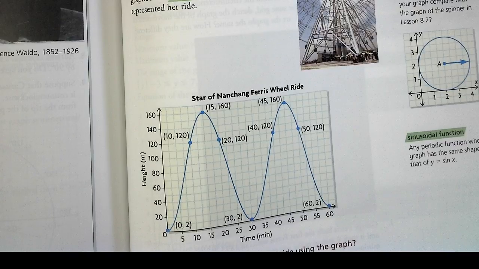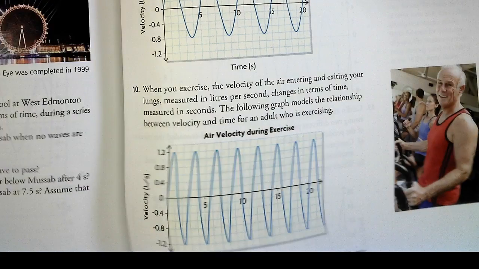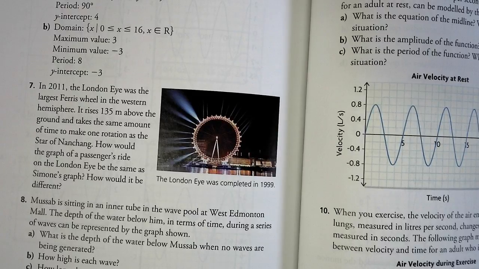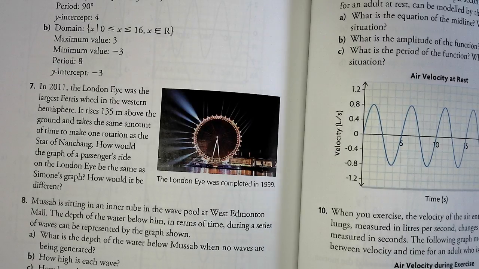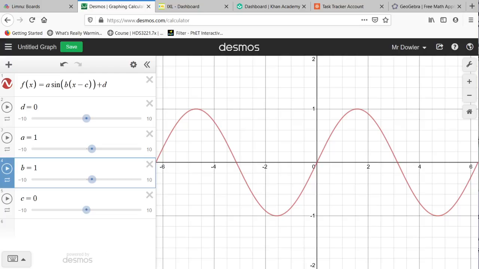So the time to complete one cycle of the Star of Nanchang is 30 meters. Starts from 0 and goes up to 160. So we have a radius of 80 meters and a period of 30. That's the information we need to make our comparisons and complete the problem. So this is a 30-meter period. In 2011, the London Eye was the largest Ferris wheel in the Western Hemisphere. So here we go. Going back to our Desmos to graph this now.